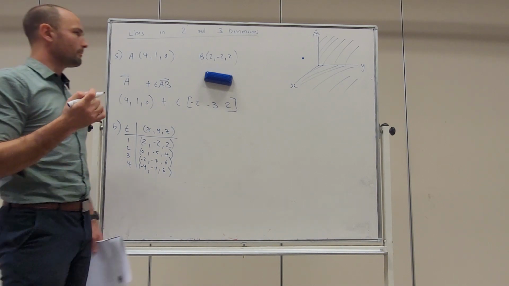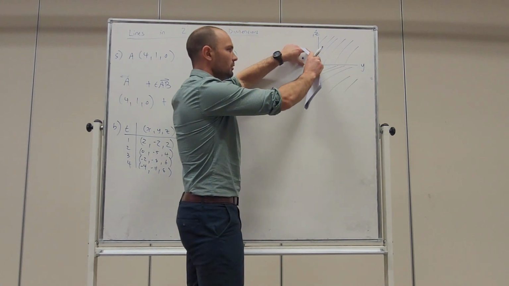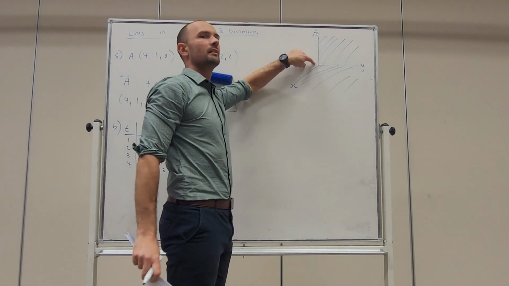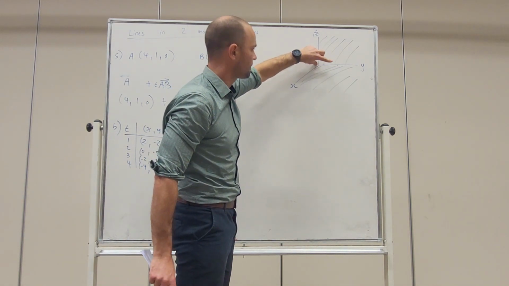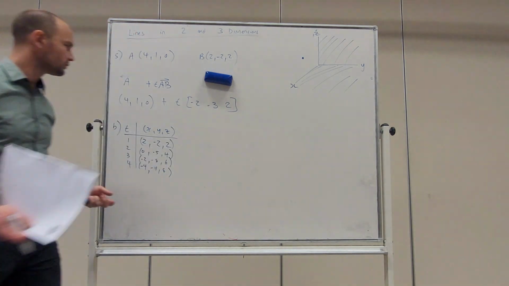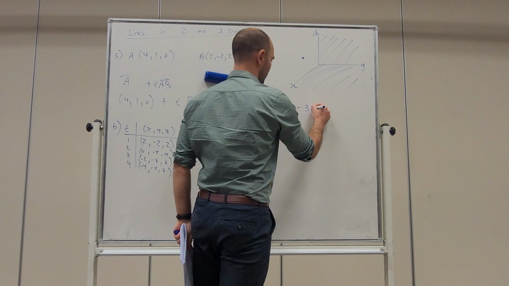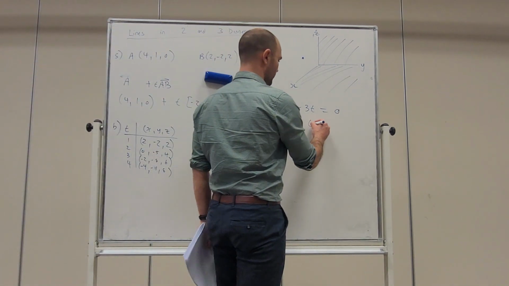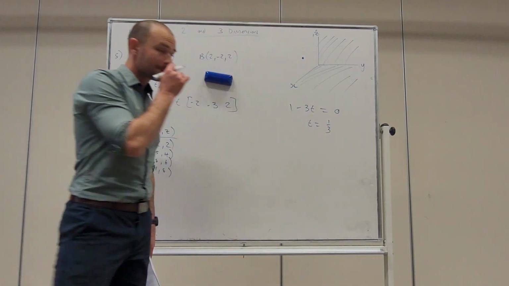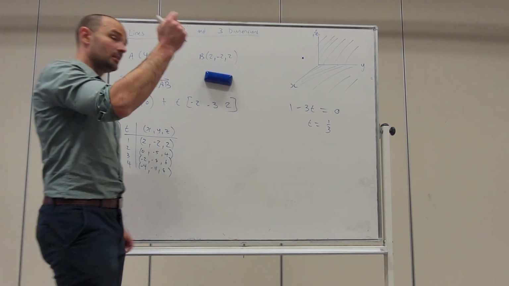Now, what's going on when it meets the xz plane? The y value is 0, because it has no depth along the y-axis. And so all you're doing then is finding what makes the y value 0. Our y value is 1, take away 3t. What makes the y value equal to 0? And so we'll solve for t. That's the value of t where it meets the plane.